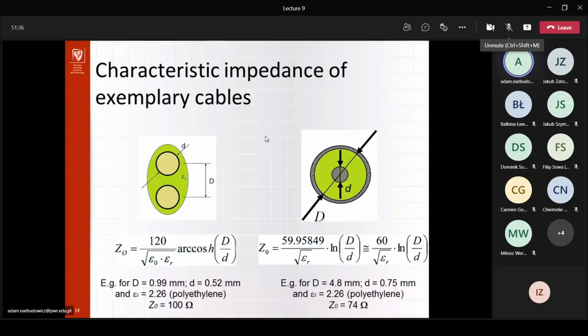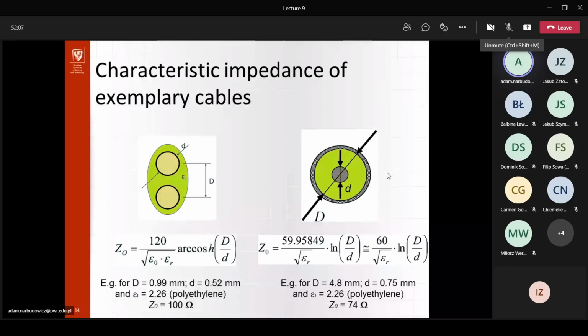Over here, we can actually see what we discussed earlier: the impedance Z0 will be inversely proportional to the square root of epsilon r. Square root, because the square root comes from the capacitance. But all the rest is a complex ratio which comes from the circular shape of the cable.